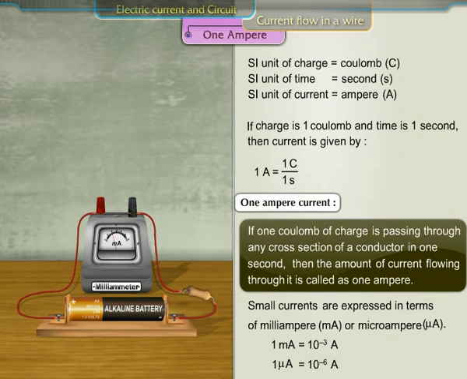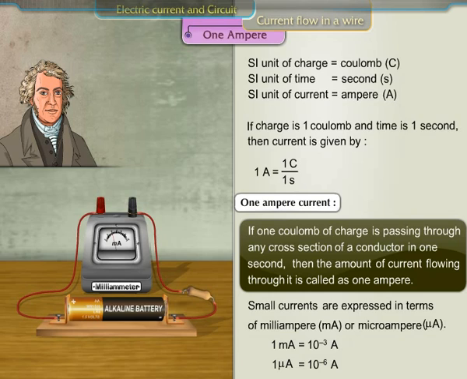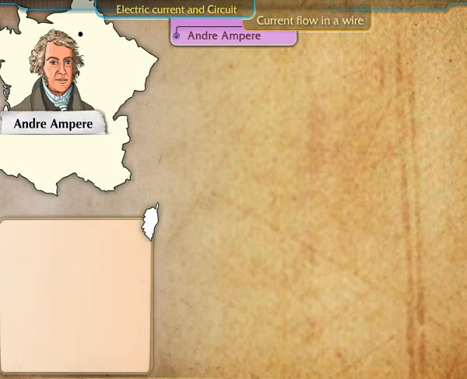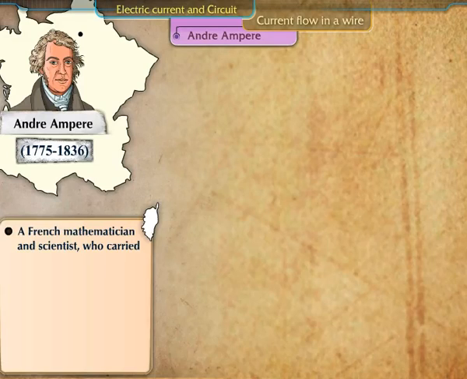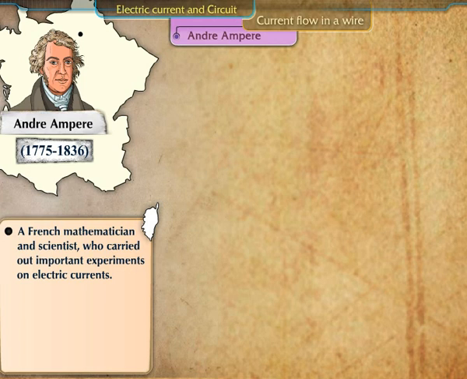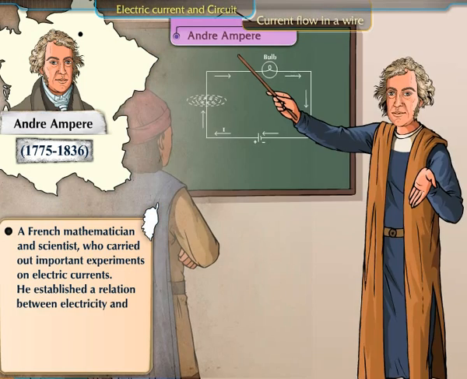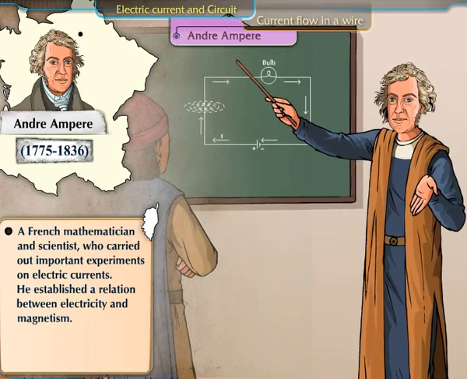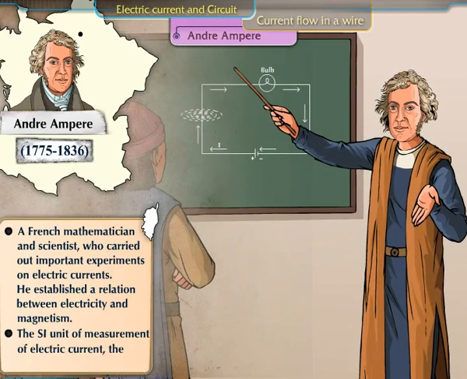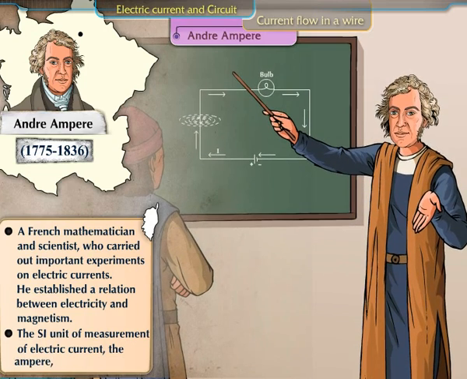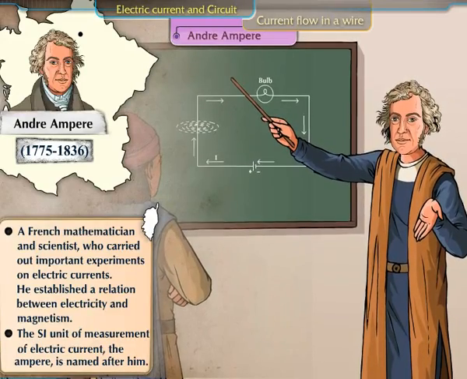Let us learn about the contributions of Andre Ampere, after whom the unit of current is named. Andre Ampere was a French mathematician and scientist who carried out important experiments on electric currents. He established a relation between electricity and magnetism. The SI unit of measurement of electric current, the ampere, is named after him.